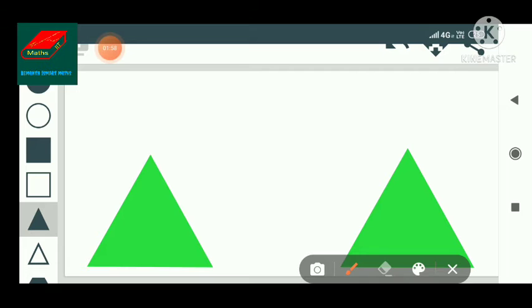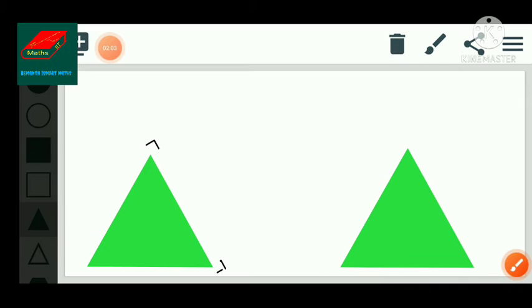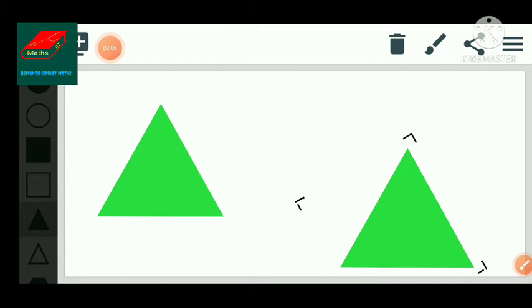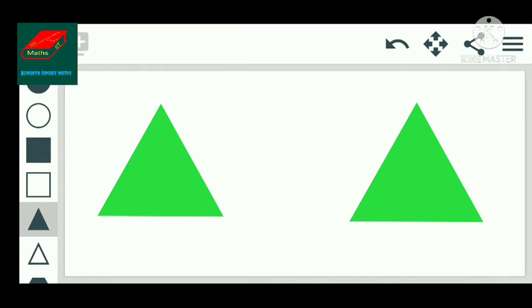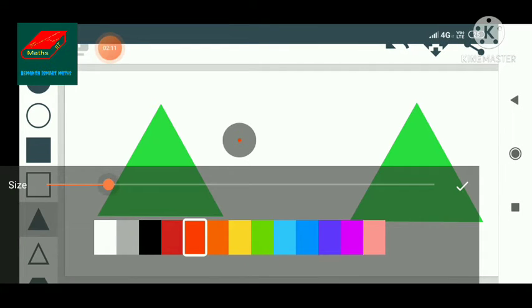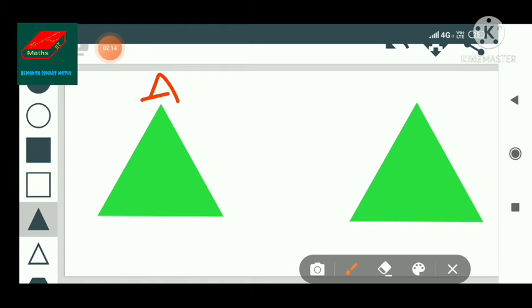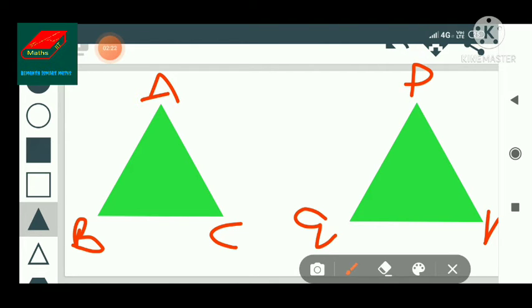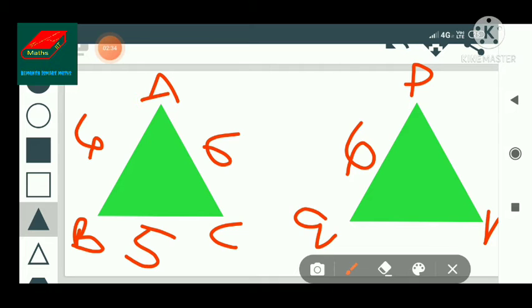Let us take the first triangle ABC and the second triangle PQR. So we see two triangles in front of us. AB is 4 centimeters, BC is 5 centimeters, AC is 6 centimeters, PQ is 4, QR is 5, PR is 6.